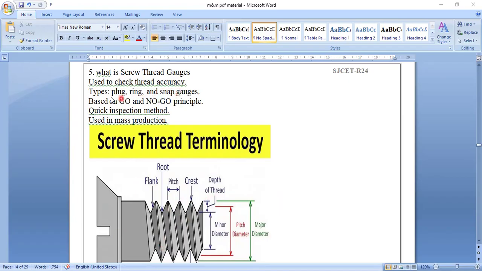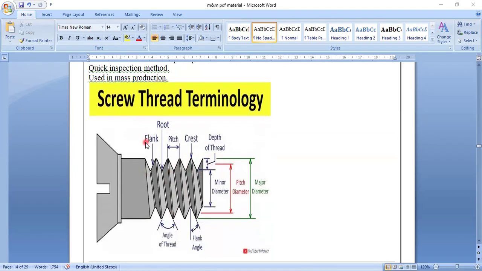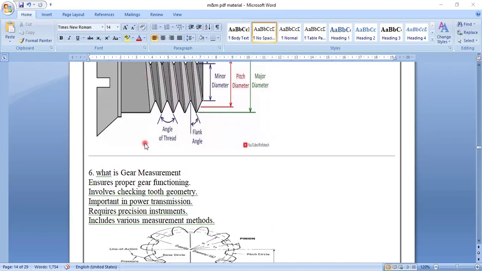So how many types of thread gauges are there? The types are flux, rings, and snap gauges. They are also based on the go and no go principles. Go is where it enters easily. No go means it will not enter easily. So this thread has to undergo go and no go conditions, meaning less than the readings of this, more than the readings of this. Two are inspected. It is a quick inspection method used in mass production. Generally screws are made in mass production.